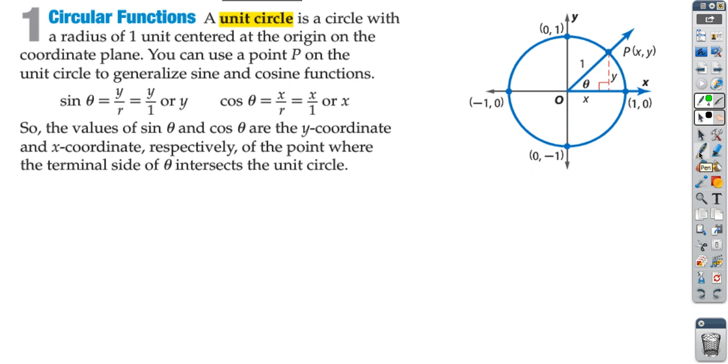First of all, what is a unit circle? It's a circle that has a radius of 1. Unit means the number 1. Okay, so a unit circle has a radius of 1, and its center point is right here at the origin, which is the point 0, 0.